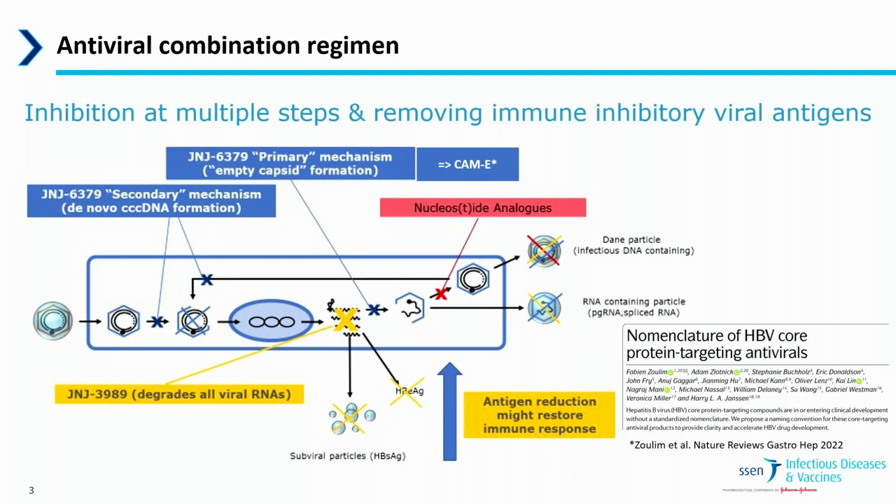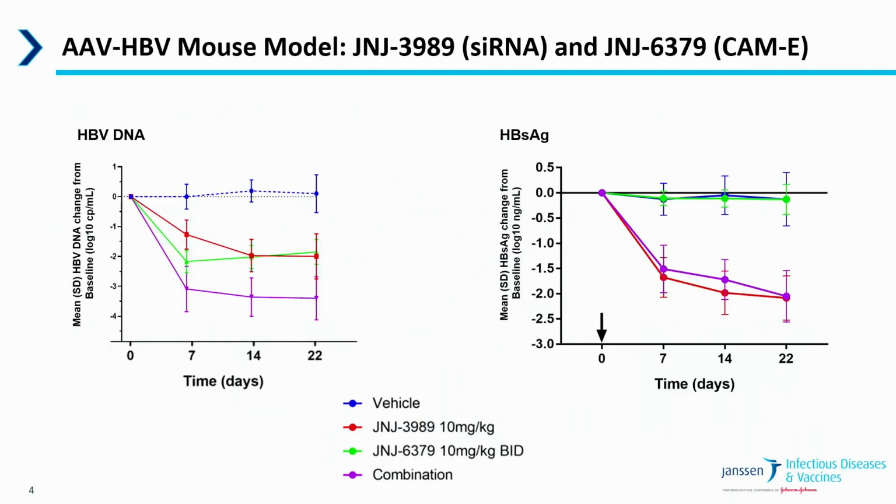Just recently, we had the important paper on the nomenclature of the core assembly protein targeting antivirals, where we now classify 6379 as a CAM-E. E stands for empty, whereas CAM-A would be for aberrant. We also talked about this one 3 years ago.